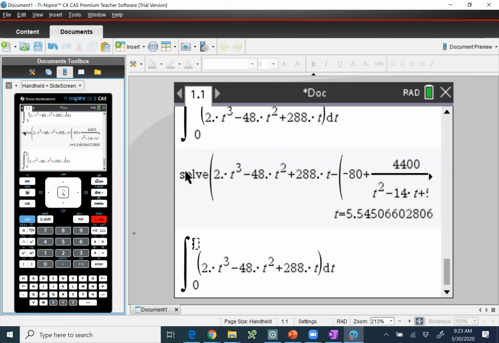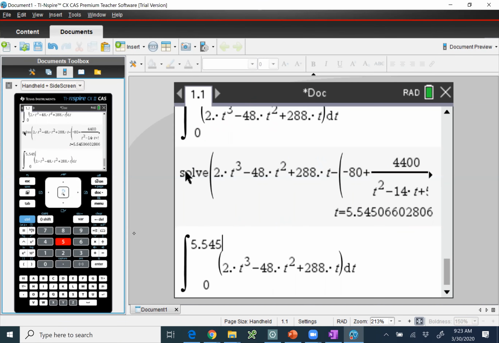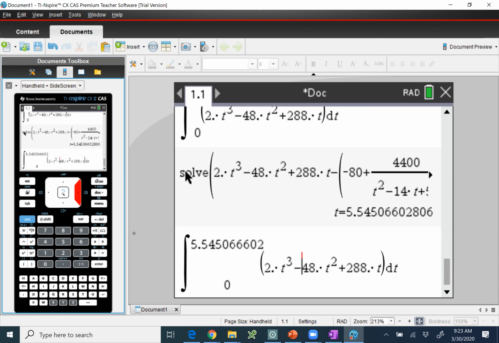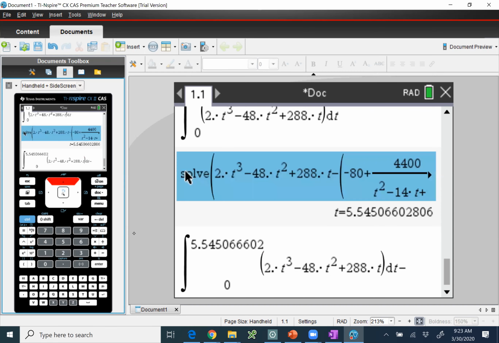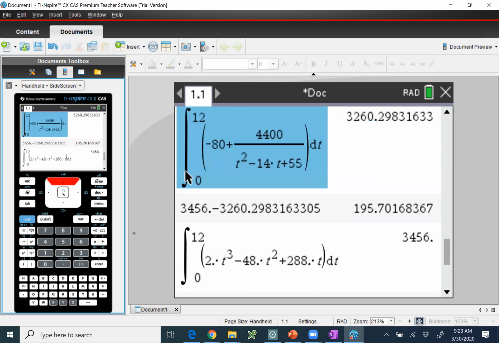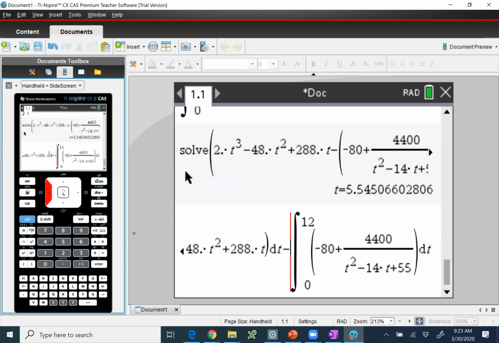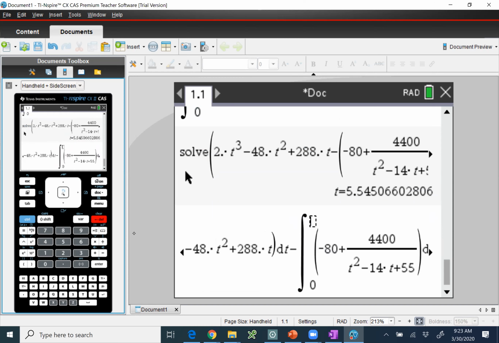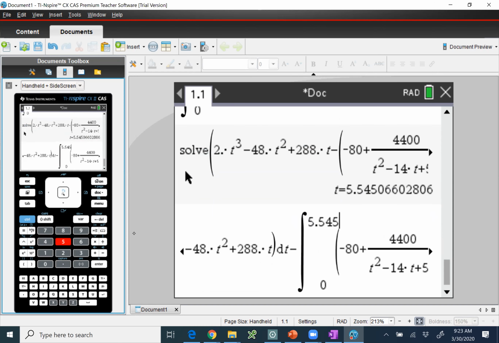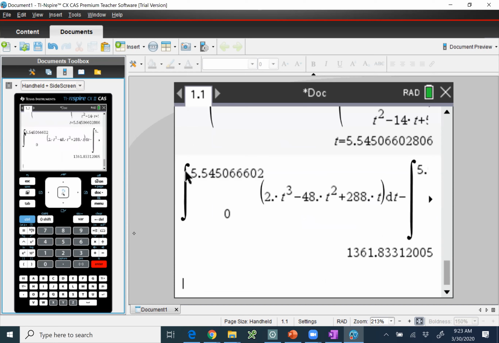And instead of going to 2 or 3 decimals, you want to go to as many as you can. You can even copy paste it and it'll get all of them. And then I'm going to just do this in one line. So I'm going to put minus, and I'm going to come up here and grab this integral, but we're going to change the 12 to the same thing, 5.545066, and we get 1361.833.